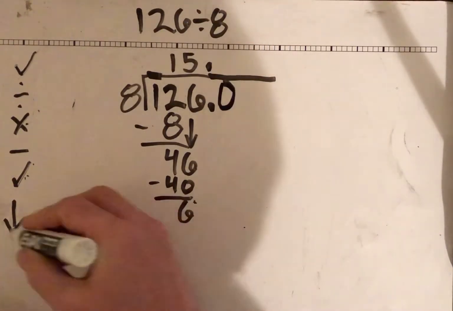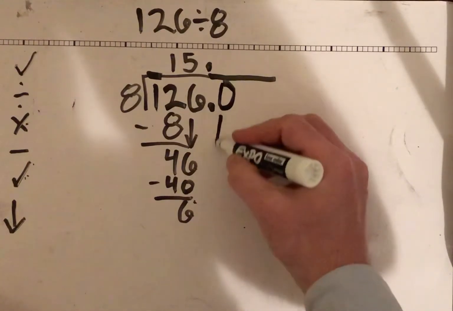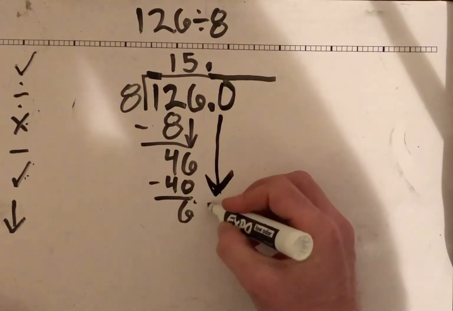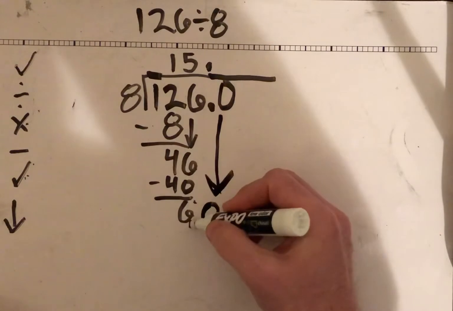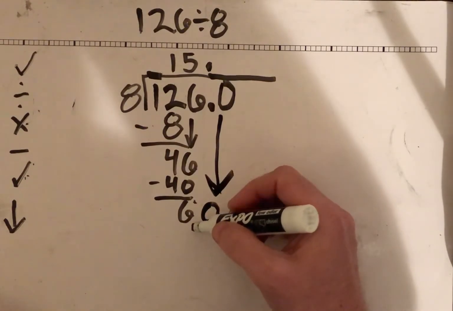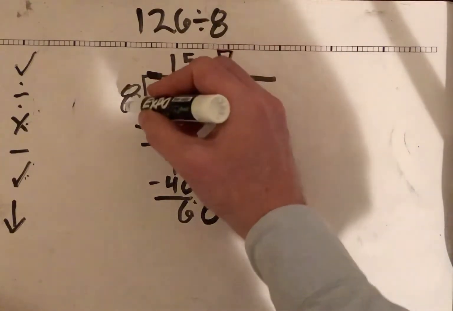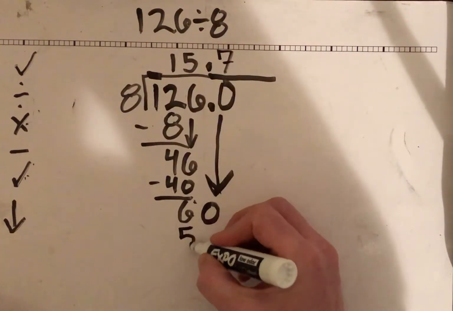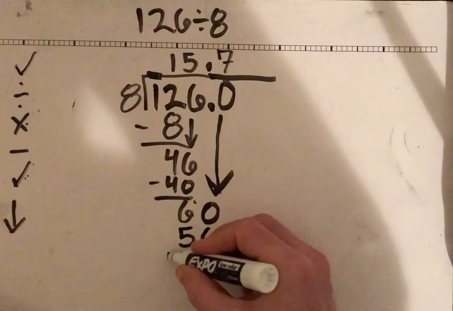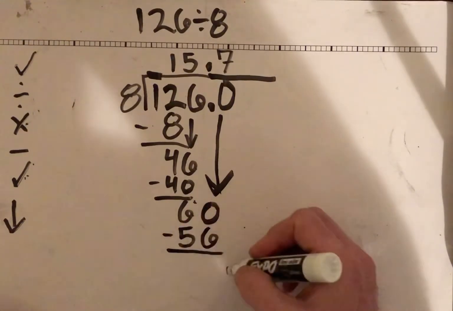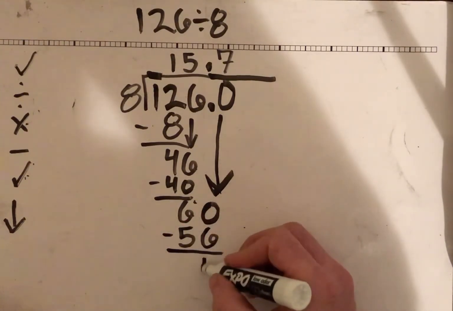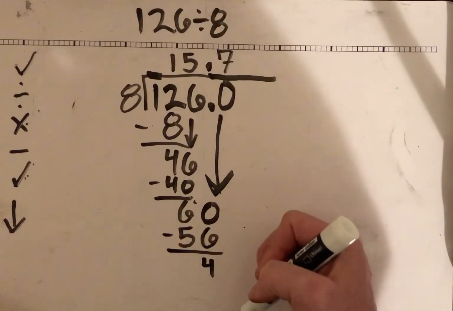And now I've got something that I can bring down. I'm going to bring that 0 down. I'm going to say, does 8 fit into 60? It does. How many times? It fits in 7 times. 7 times 8 is 56. And so I'm going to subtract. 60 minus 56 is 4, and I still am not done.